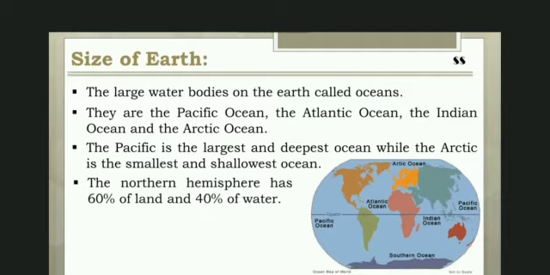The horizontal lines are the lines of the latitudes and the vertical ones are called what? Lines of the longitudes. These lines intersect each other at right angles and create a network called a grid or graticule.